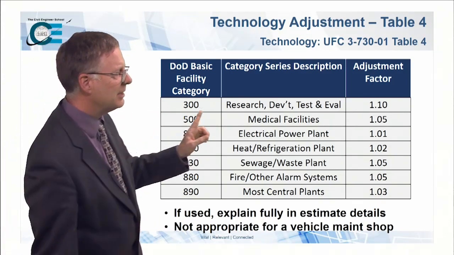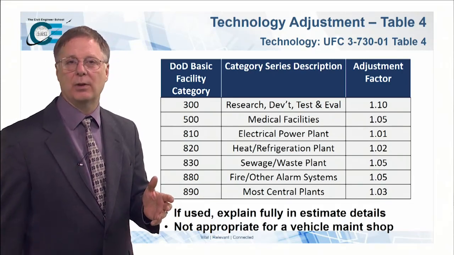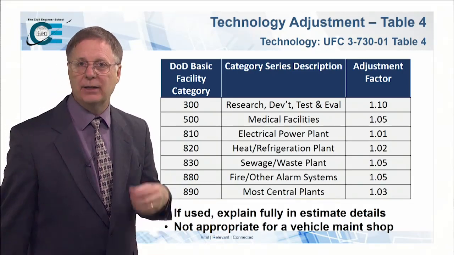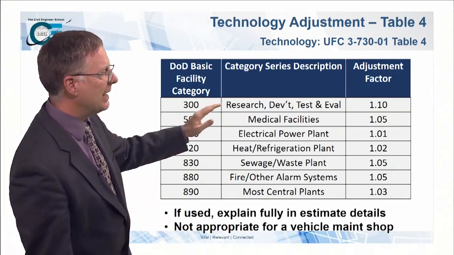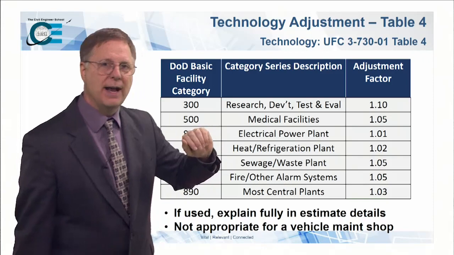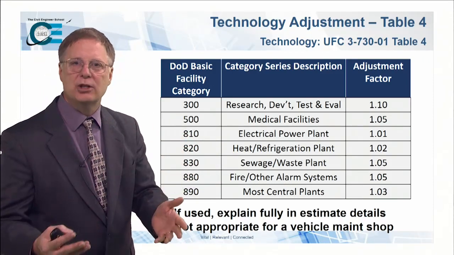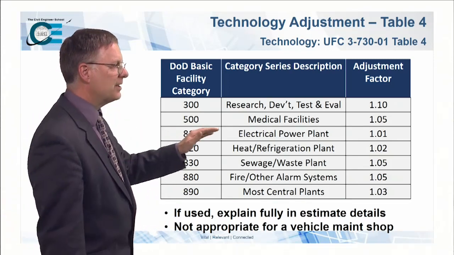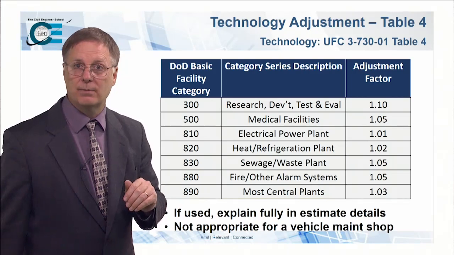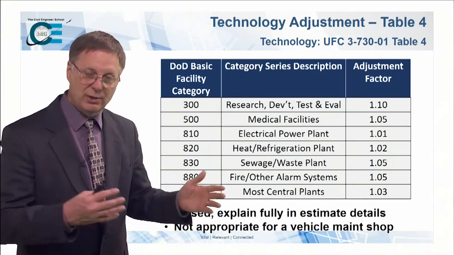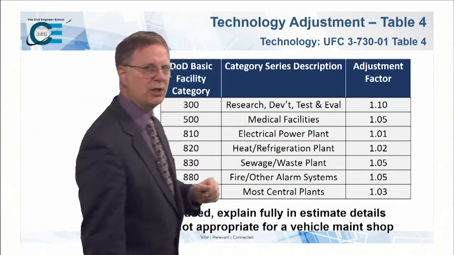So if it's a research, development, test, evaluation facility, like your labs, if you're some base with labs like Arnold and Eglin and Wright-Patterson and Hanscom, those folks with labs can add a 10% adjustment factor for the fact that the project's going to change throughout the process. Medical facilities, as I mentioned before, the technology changes every 3 years. So if you're not, within a 3-year window, you're going to have to redesign this facility. You get a 5% adjustment factor for that.